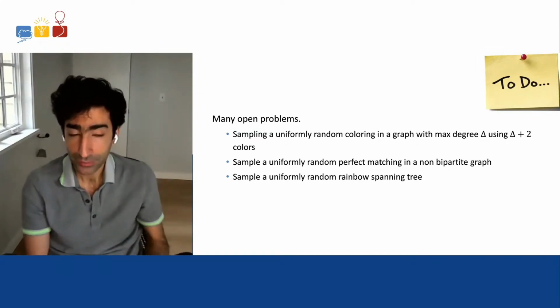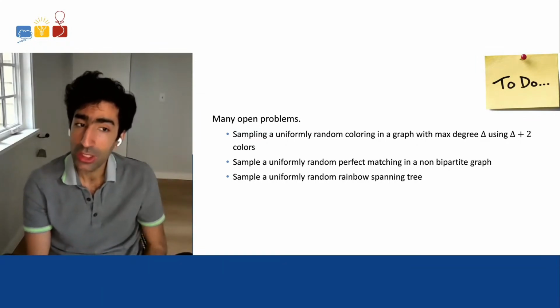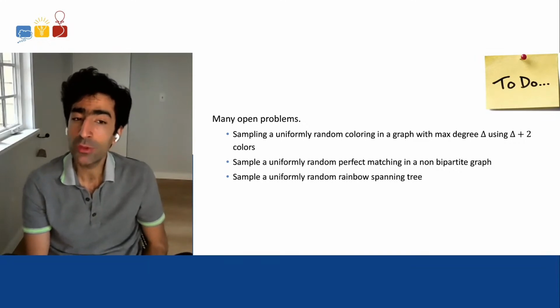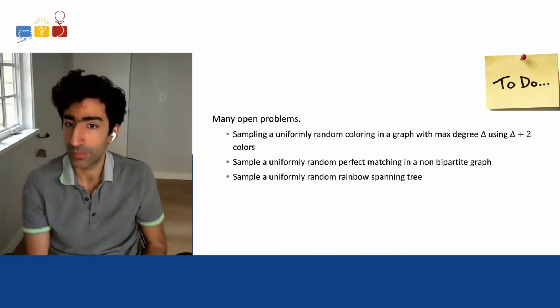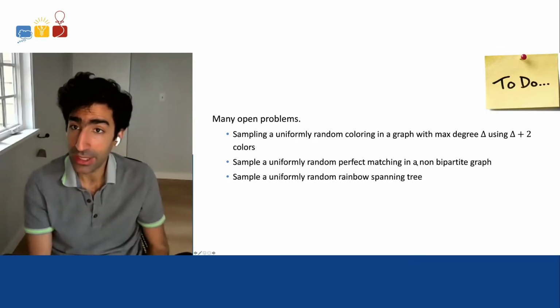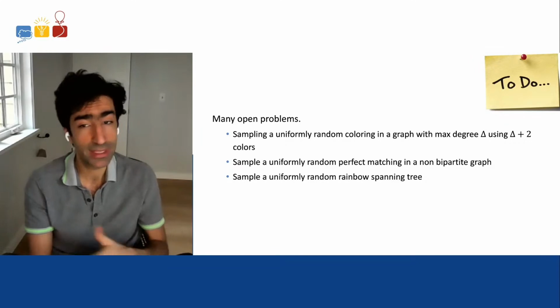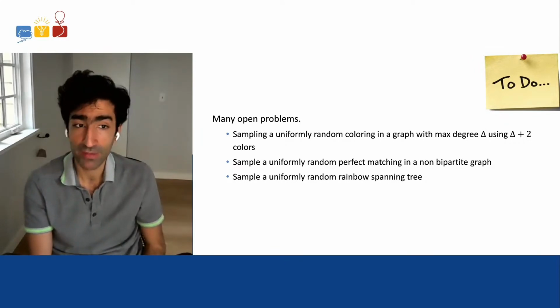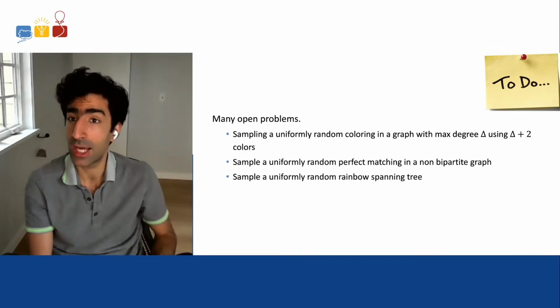Here is another one. You're given a graph G, you want to sample a uniformly random perfect matching in that graph. We know how to solve this if the given graph is bipartite, but it has been a very long-standing open problem how to do this for non-bipartite graphs.